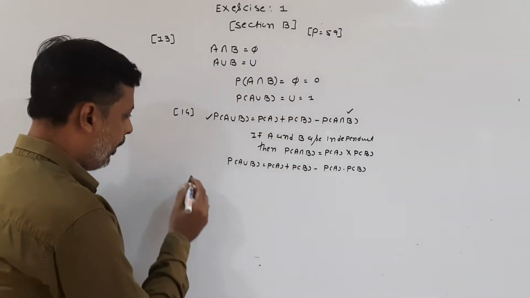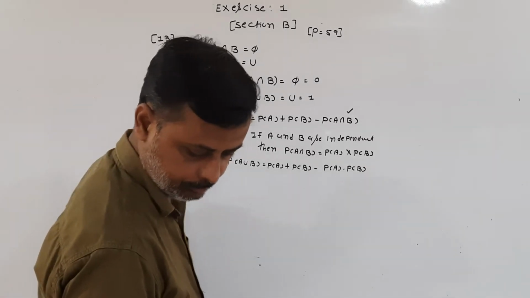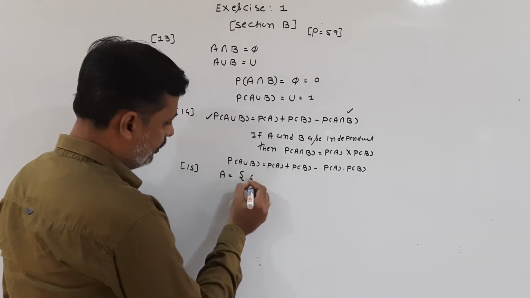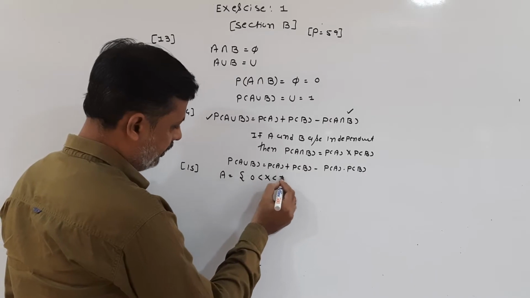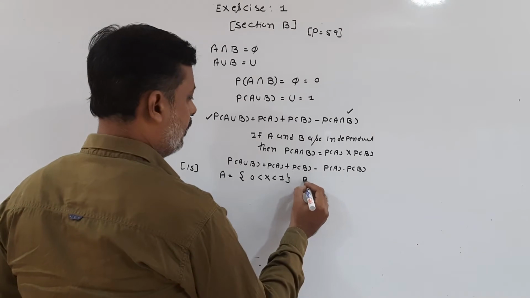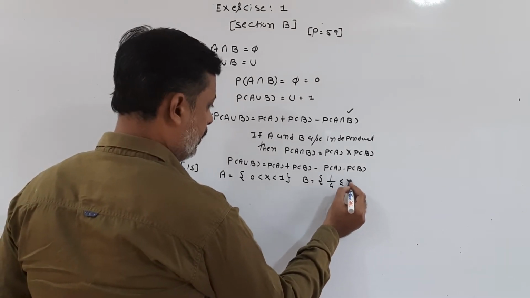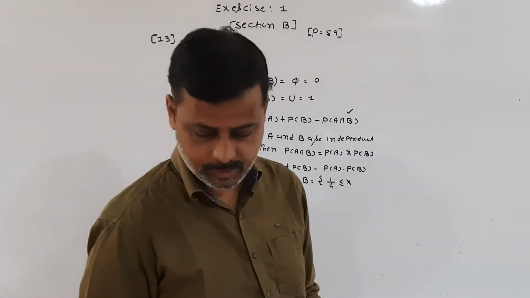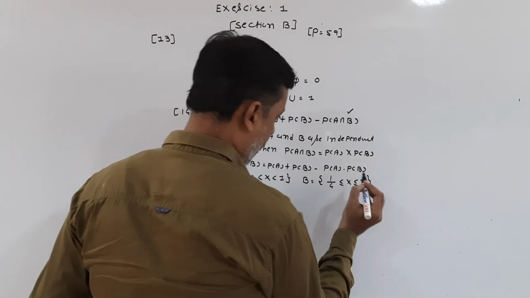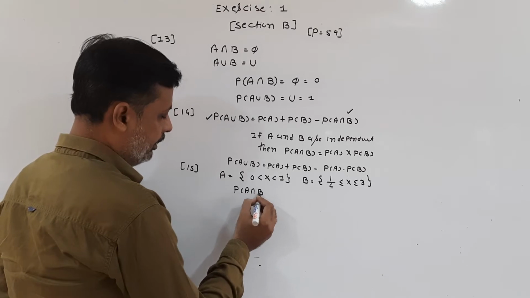So here, example number 15. A is equal to 0 less than x less than 1, where B is equal to 1 by 4 less than or equal to x less than or equal to 3, and we have to find P of A intersection B.